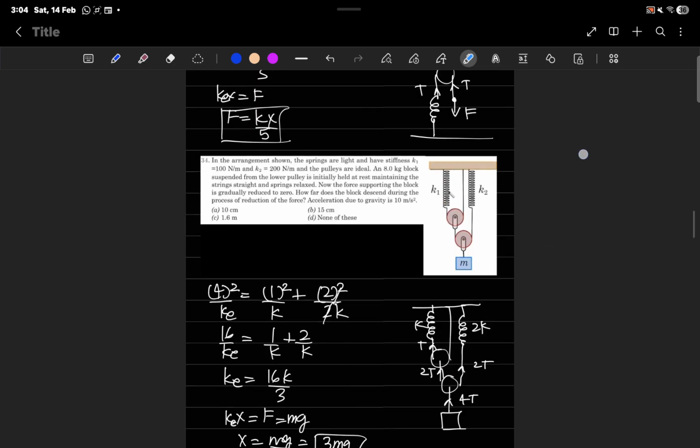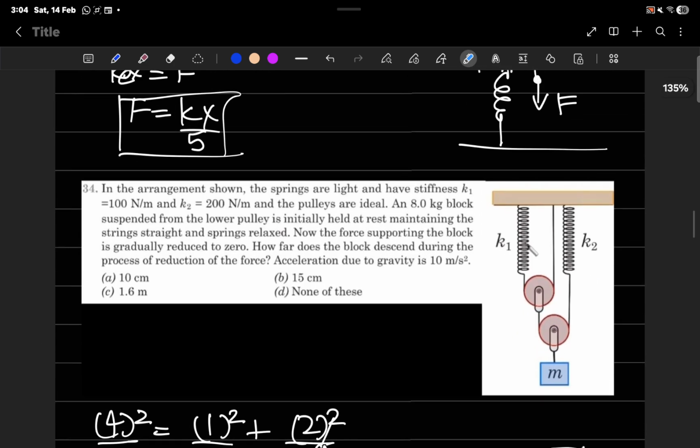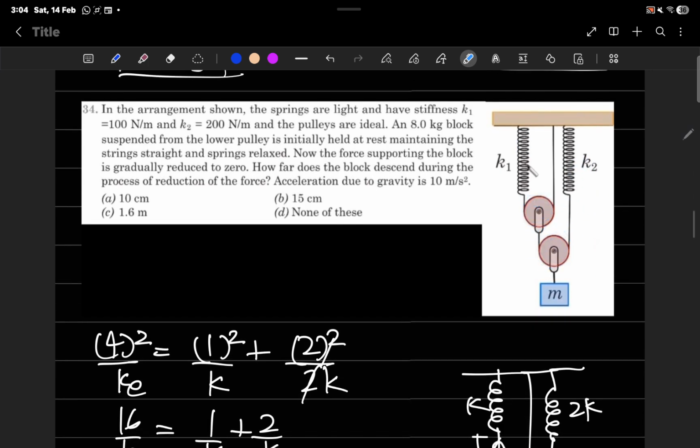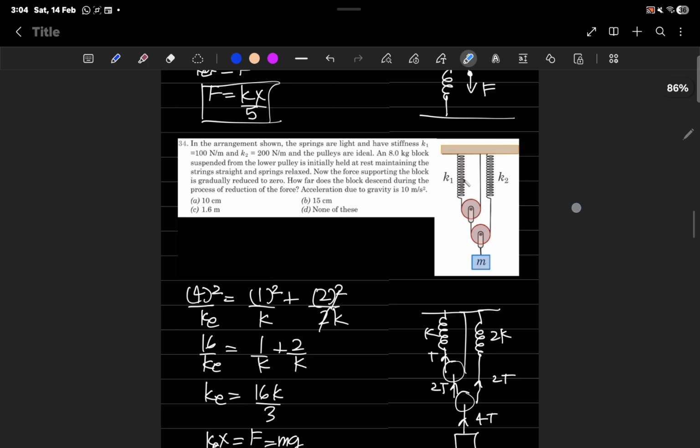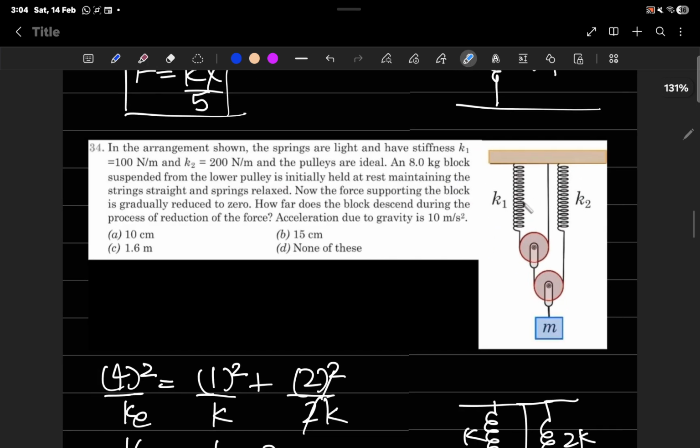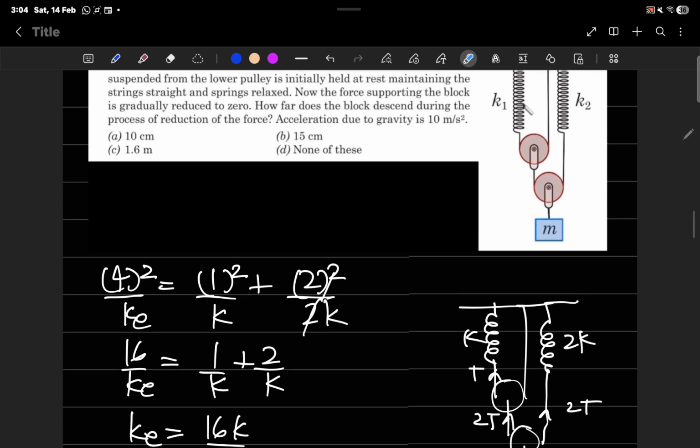Another problem, I think this is the last one, and then I'll give you a bonus question. We have two springs over here connected to a pulley, and then again connected to a pulley, and we have to find how far the block descends during the process of reduction of force. Once again, let me read the question. The force supporting the block is F, so we are holding this block with the force F, and we are gradually decreasing this force, and we have to find out again the same thing, the extension.